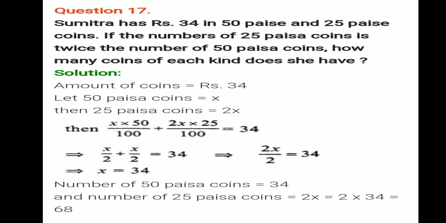Being the 50 paisa coins x, multiply by 50 upon 100, which will give you the value of the 50 paisa coins. Then 2x upon 100 multiplied by 25, which will give you the value of the 25 paisa coins. The sum of these two values is equal to 34. This is how the equation is formed, and the rest is just solving the equation.